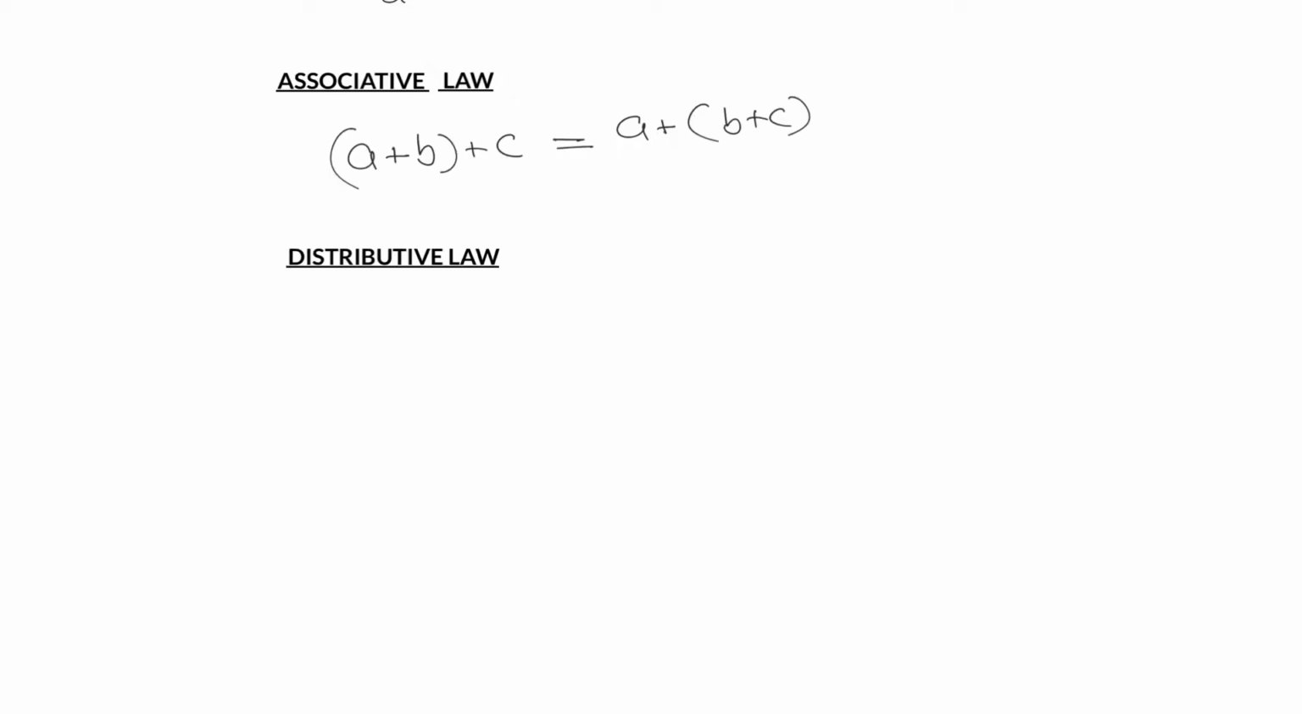Now we'll discuss what do you mean by distributive law. If we are writing a into b plus c, over here first we are adding b and c, then the result we are multiplying with a. We are going to get the same result if we first multiply a with b, then multiply a with c and add them. So if a into b plus c is equal to a into b plus a into c, then we can say that it is obeying distributive law.